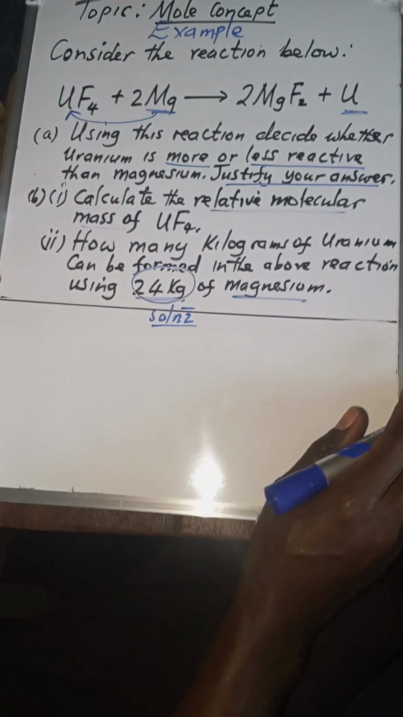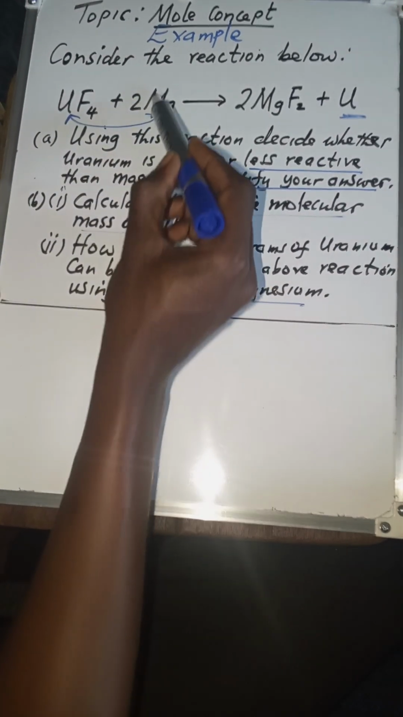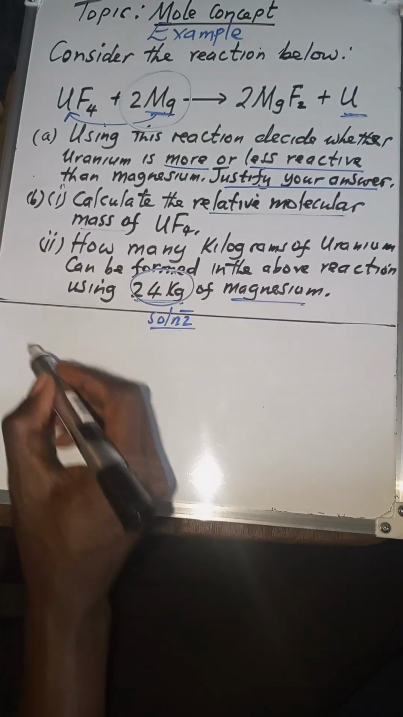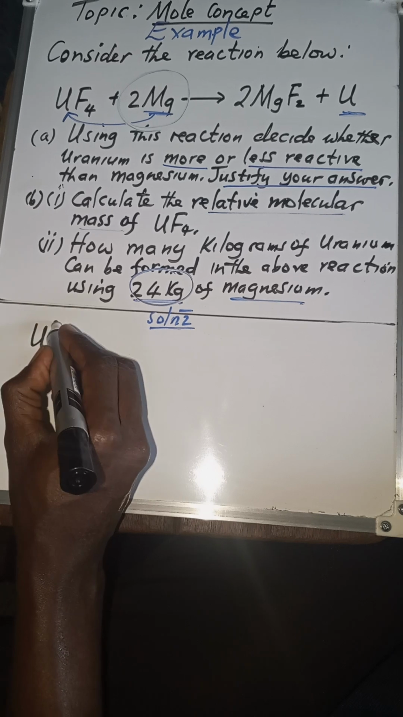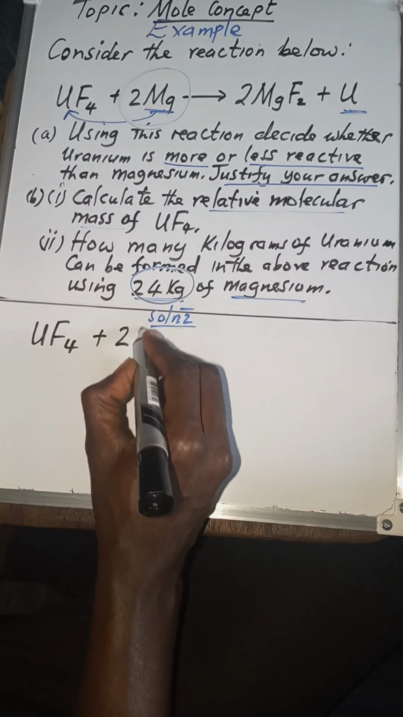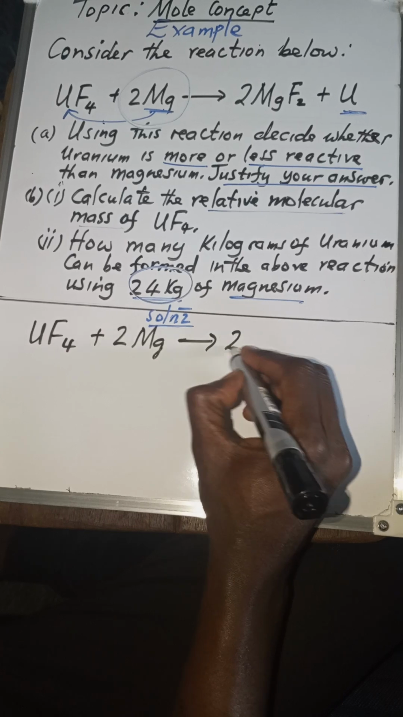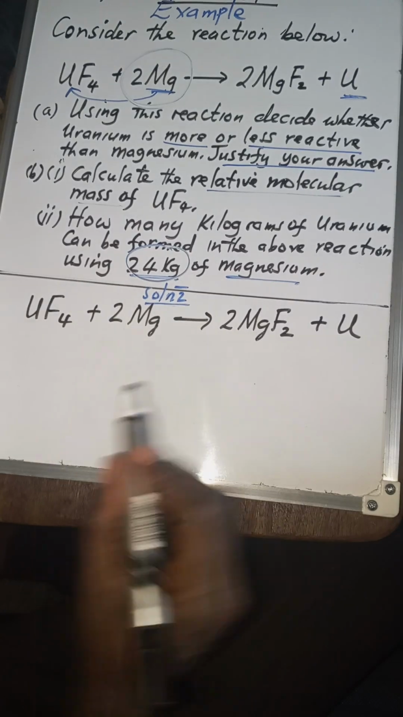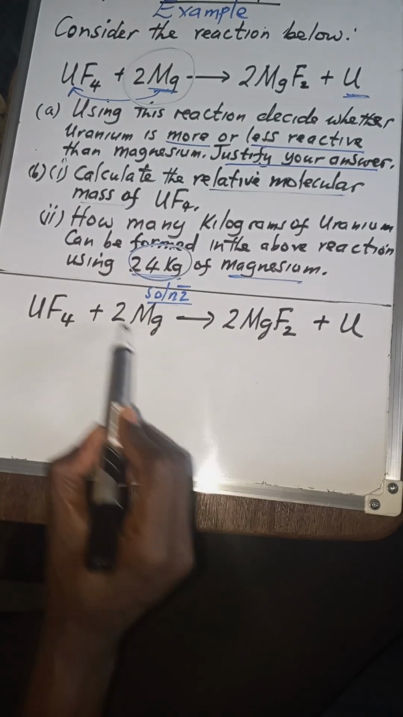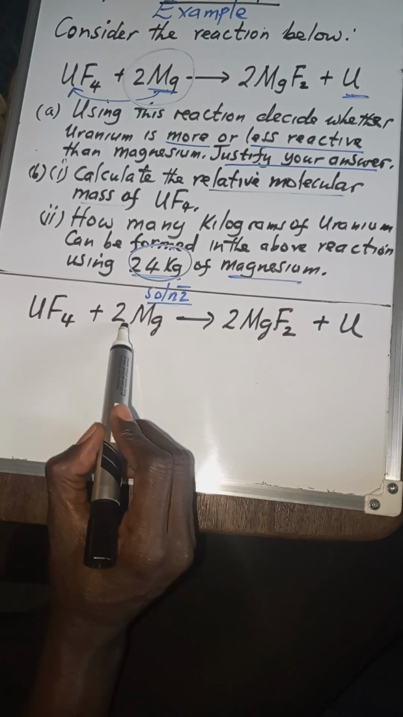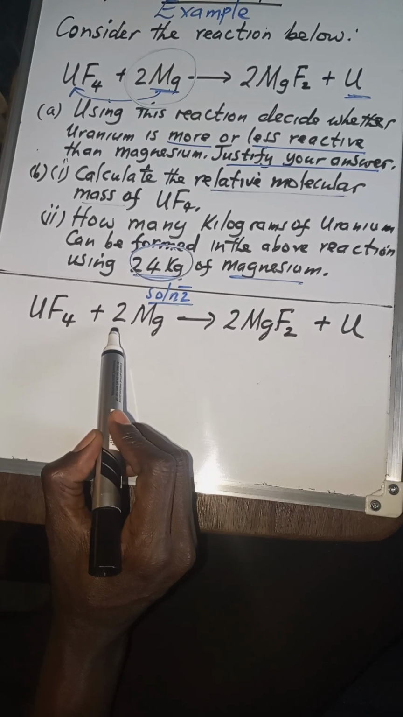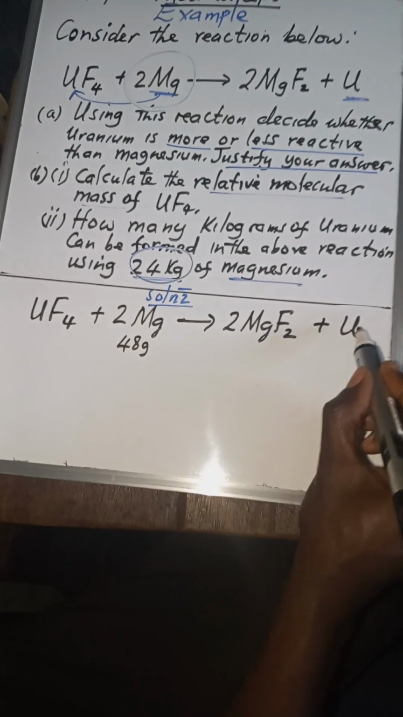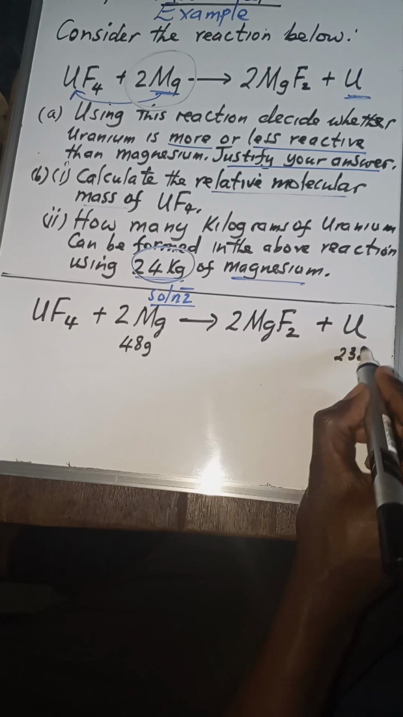So you go back again to your balanced chemical equation. Let me just write the equation there. Uranium tetrafluoride was reacting with magnesium to produce magnesium fluoride plus uranium. So from the balanced chemical equation, you can find the total mass of magnesium here. Remember, there are 2 magnesium times the atomic mass of magnesium, which is 24. So that will give us 48 grams. Then uranium is only 1, so it will give us 238 grams.